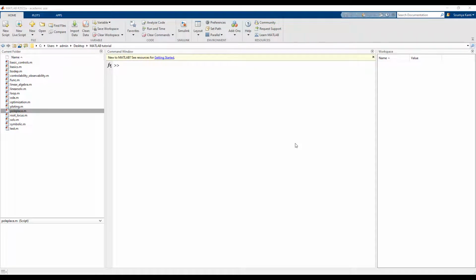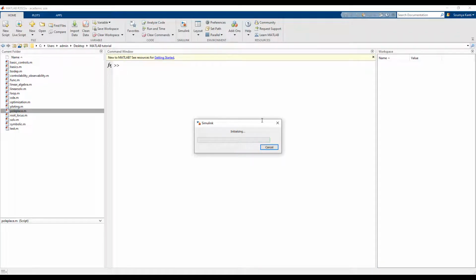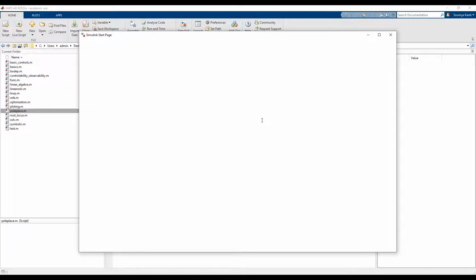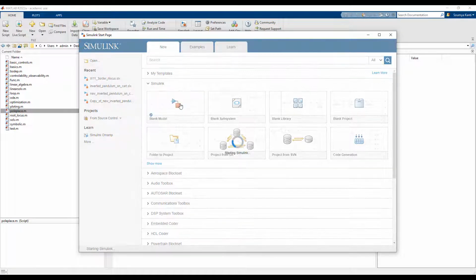Now we will see how to use Simulink in MATLAB. Simulink is a part of MATLAB, a graphical interface which you can use to solve different problems, mostly in the controls domain. To start Simulink, you can see there is a button here for Simulink. If you press it, this kind of pop-up window will open up. We'll start with create model. I press that.